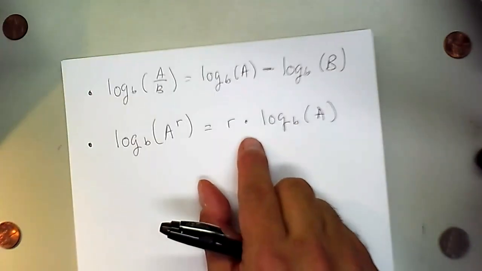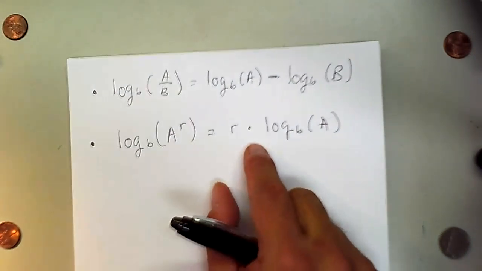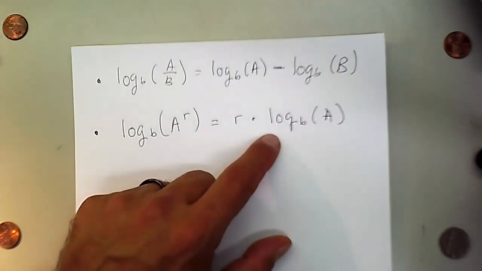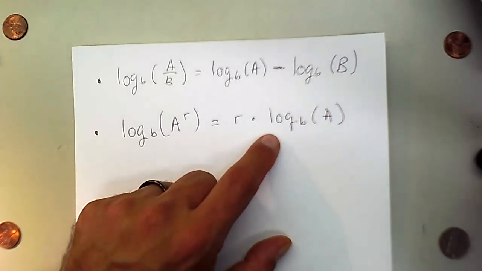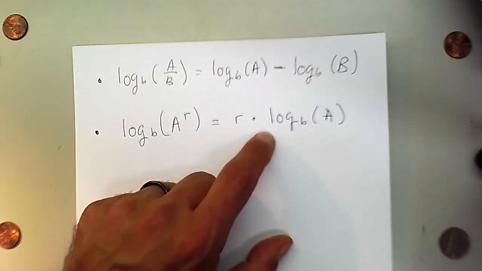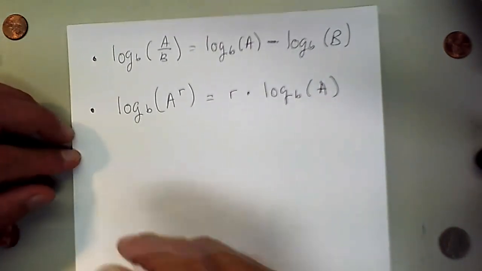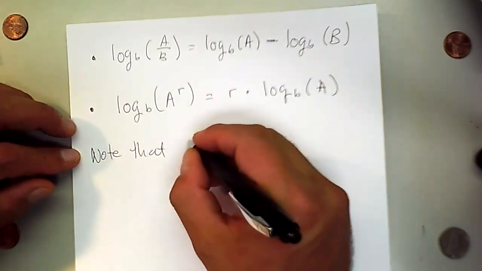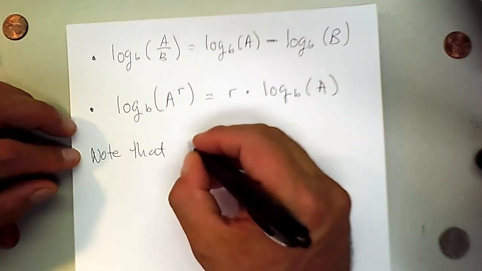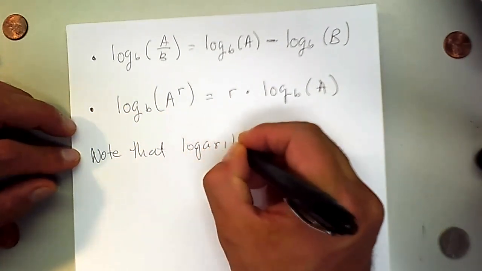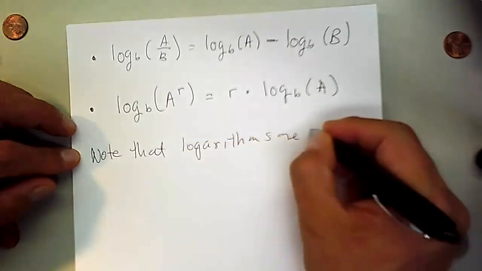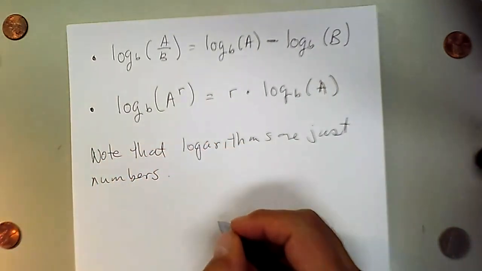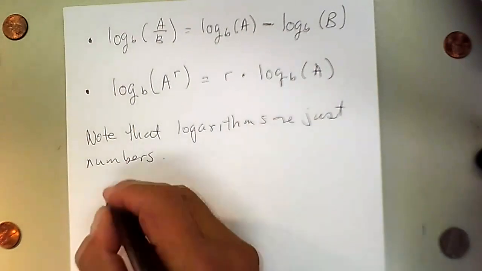Okay. One thing that I see students getting confused with when we are dealing with logarithms is that numbers get to be written in a very, very complicated way. But don't be afraid. They're still numbers. They're just numbers like any other number. So let me make a note of that. Okay, so note that logarithms are just numbers. There's nothing weird.